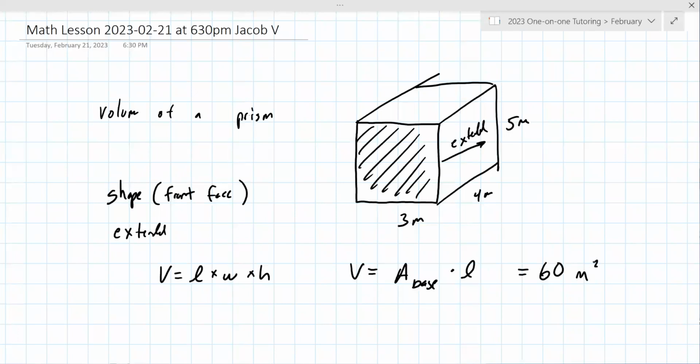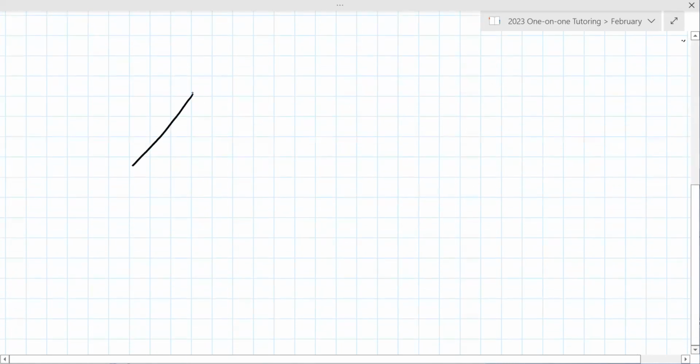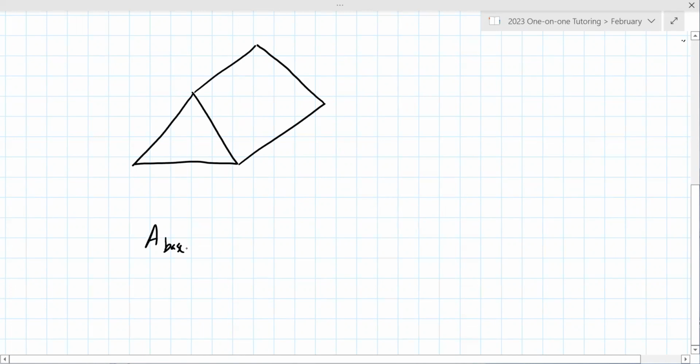Cubed. Very good. And like you mentioned, it really could be anything. Like I can give you a triangular front face, think of a tent, and extend it. Now for this, the area, see, that's why it's not always length times width times height. The area of the front face, or the base here, base isn't probably correct, but the area of the front is 1/2 base times height.